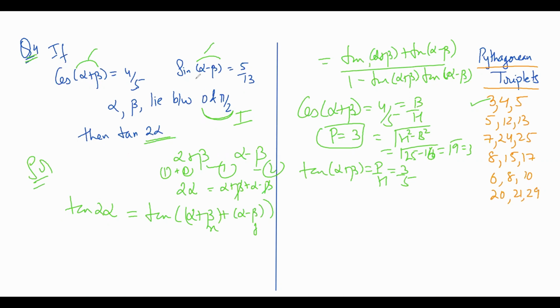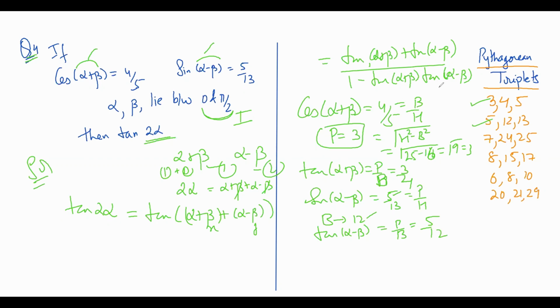Now from what is given to us, sine of alpha minus beta is 5 by 13, and this is perpendicular upon hypotenuse, and base here comes out to be 12, because this is the Pythagorean triplet we are using here. So tan of alpha minus beta is perpendicular upon base. Perpendicular is here 5 and base is here 12. So this comes out to be 5 by 12.